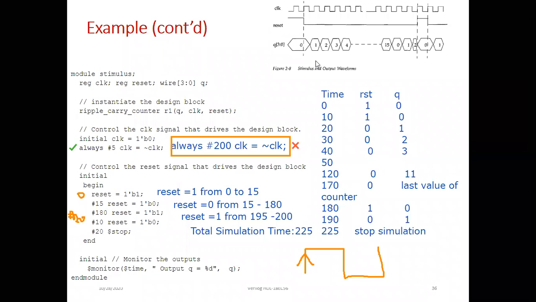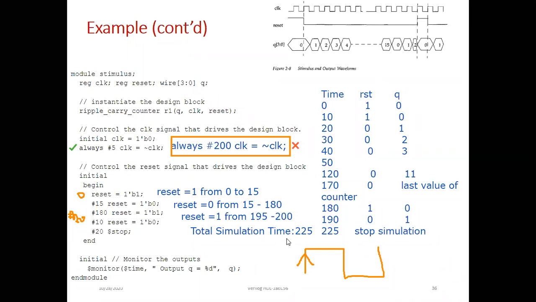Sir, the reset is 0 from 15 to 180, sir. Yes, 15 to 180, the reset is 0. In the table, sir, you wrote 180 equals 1, no, sir? Reset should be 0. This line we are saying reset is equal to 1. See here, 0 to 15. Okay, from 15 to 180, what is that timing you can add? I can say it is 195, no? 15 plus 180, yes, 195.